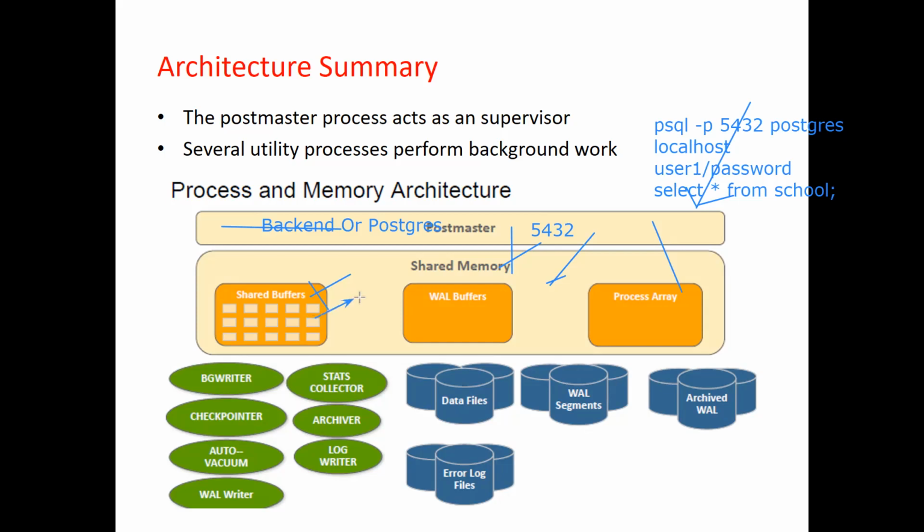This arrow is fine. He will search for the school. He may or may not find the school. Assume the school is not there. If the school is not there, the table in the shared buffer is not there.